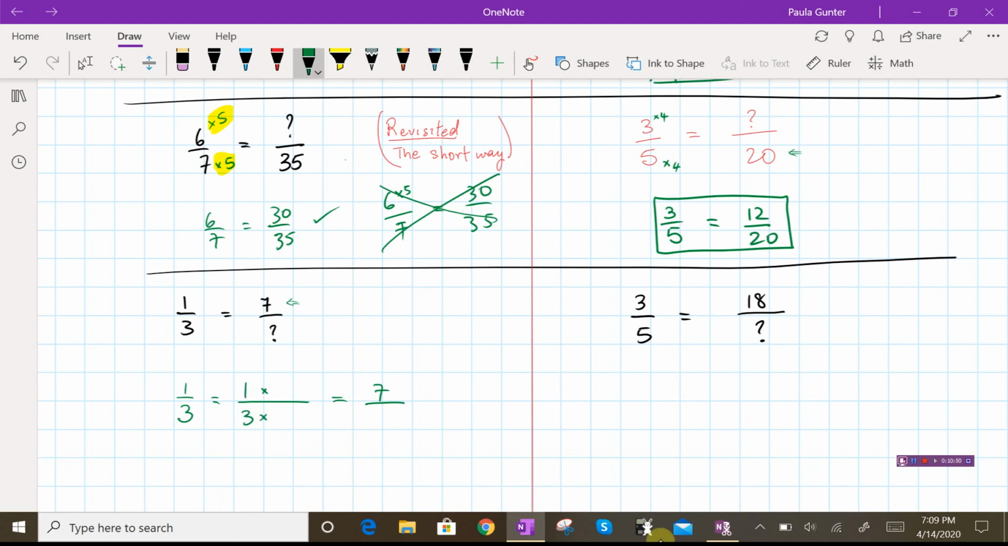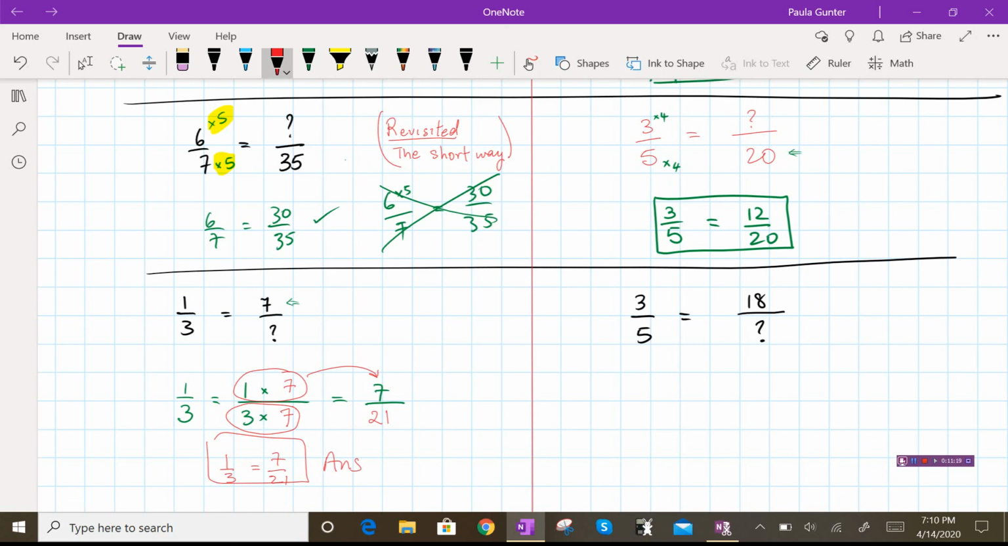What am I multiplying by in order to end up with that numerator? And 1 times 7 is 7, so I do the same for the denominator. 3 times 7 is 21, and I'm done. So 1/3 is 7/21, and that's my answer. Right? Last one, and let's do that again. If we want, we can even do this the short way.